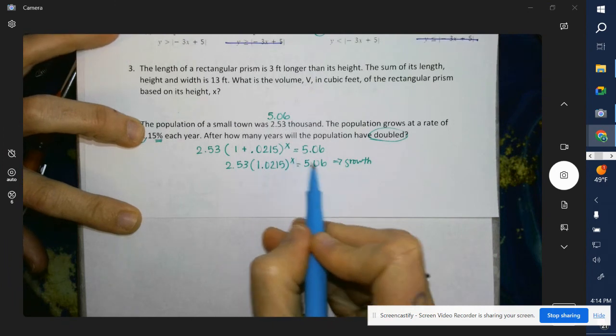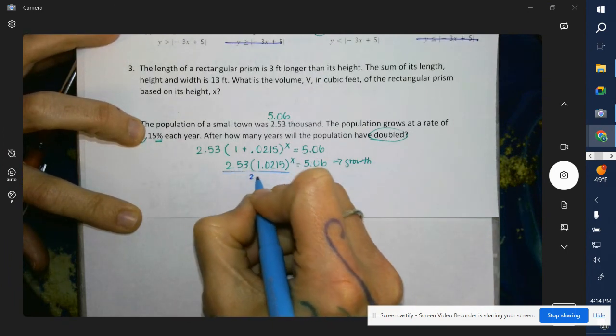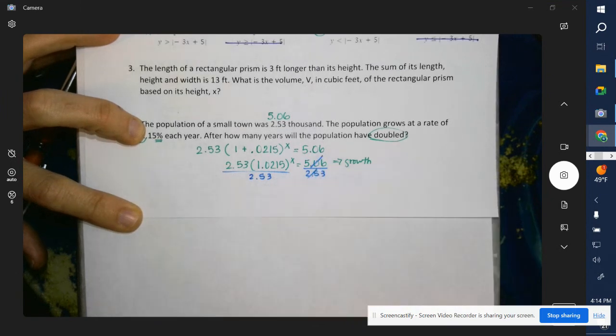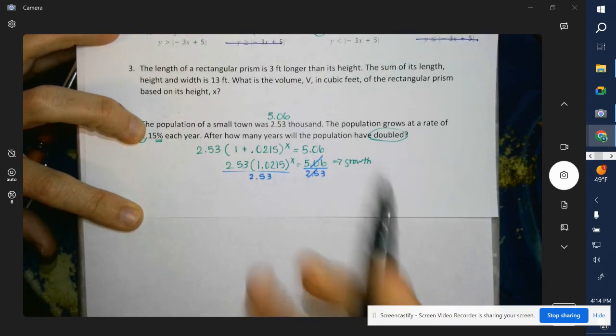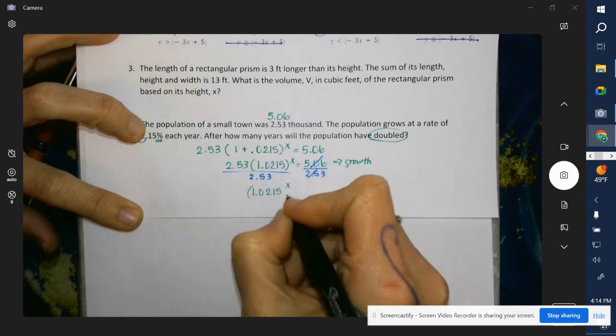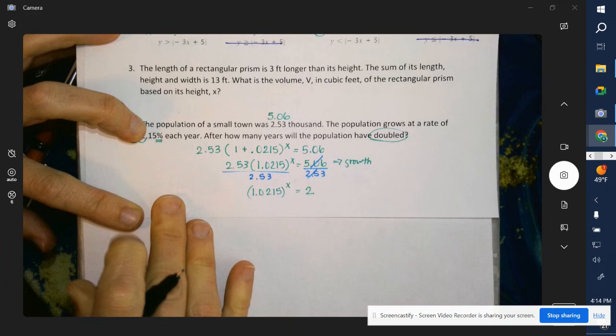We need a base, an exponent, and an output. So we're going to divide by 2.53, which makes this a really nice, neat number. That's going to end up giving us a 2. So it's going to be 1.0215 raised to the x equals 2.